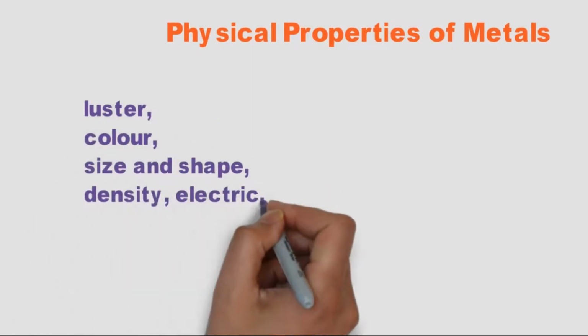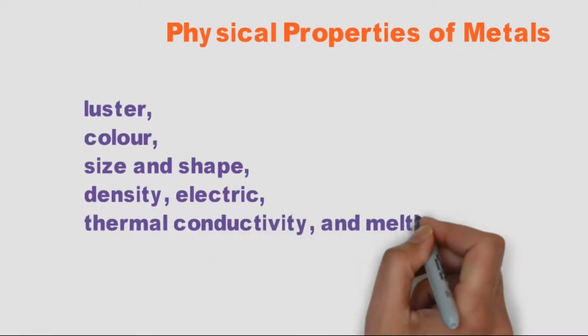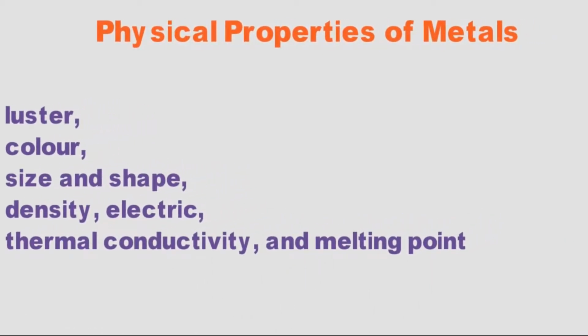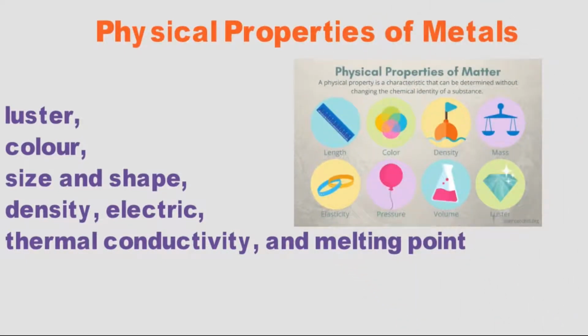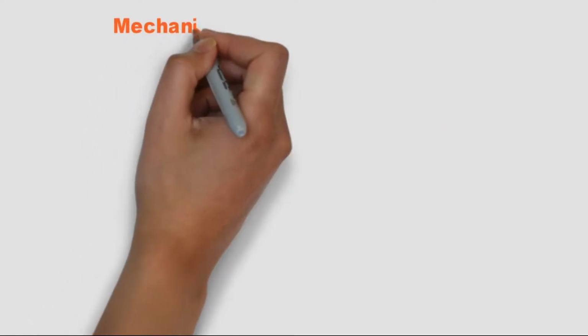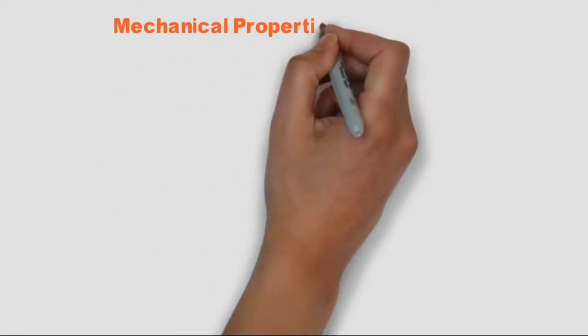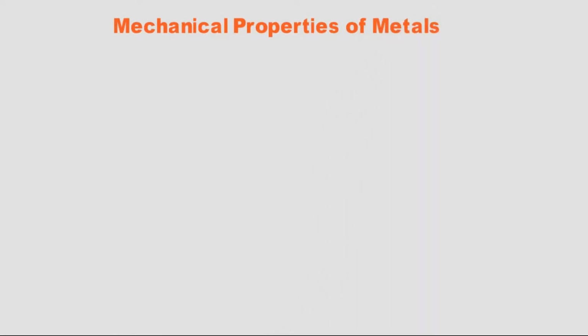On the physical properties of materials, like luster, color, size, shape, density, electric and thermal conductivity, and the melting point. These physical properties are physical measurements, like mass, density, color, length, and pressure. Properties that we can visibly measure are called physical properties. Like color: which color is suitable while producing a vehicle? The color is an important product property, and so is the mass. Everything is included in the physical properties.